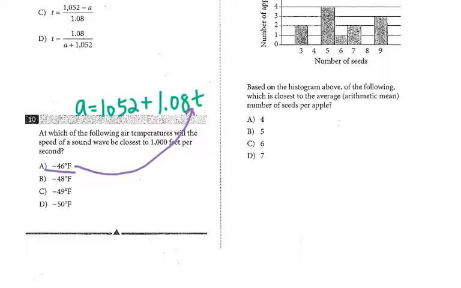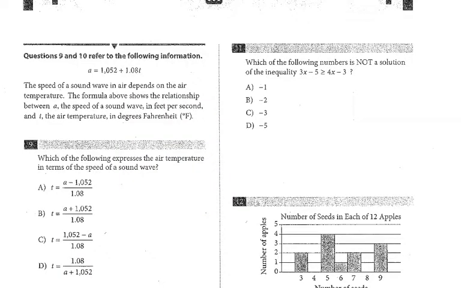Then check, is it A, close to 1,000 feet per second? Then you could say B will be the answer because that's very close to 1,000. For number 11, basically for this question, you just need to plug in. Then check which solution is not making this inequality true.